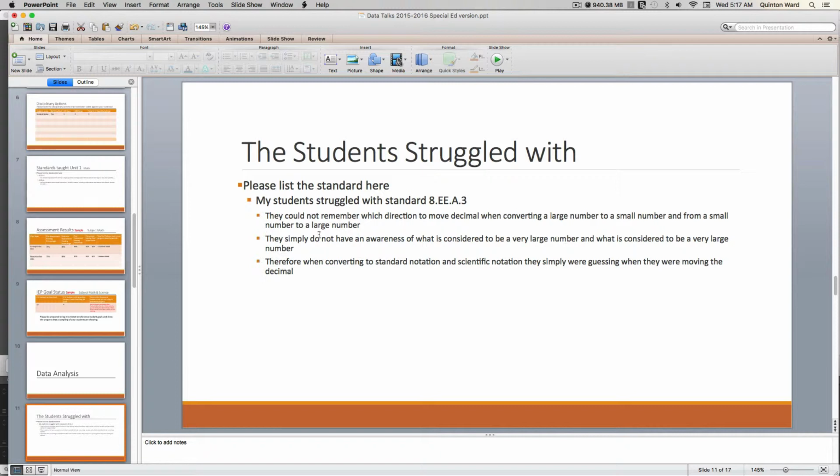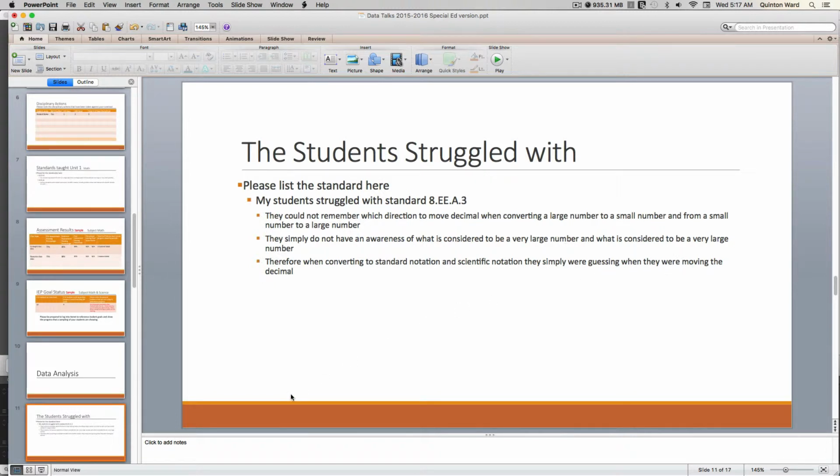Okay, now we didn't just want the child to know the direction to move the decimal. We actually wanted the child to understand the concept of a very small number and the concept of a very large number. They simply do not have an awareness of what is considered to be a very large number and what is considered to be a very small number. Therefore, when converting to standard notation and scientific notation, they simply were guessing when they were moving the decimal. Okay, so that's the issue.